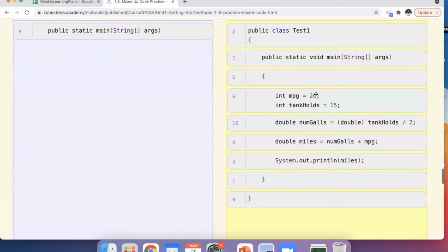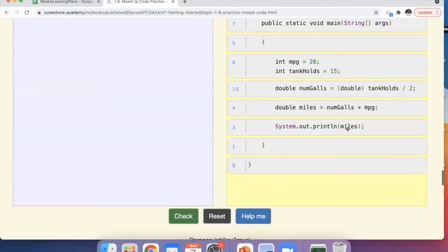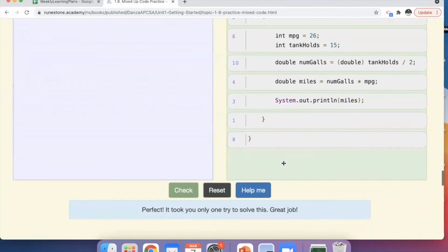So I've declared and initialized miles per gallon, 26 miles per gallon, and a variable called tank hold. It's going to hold 15. I then create a variable called num gallons. Okay, I'm going to cast it as a double. How much that tank holds is 15 divided by 2 because I only have a half tank. And I'm going to check it and good to go.